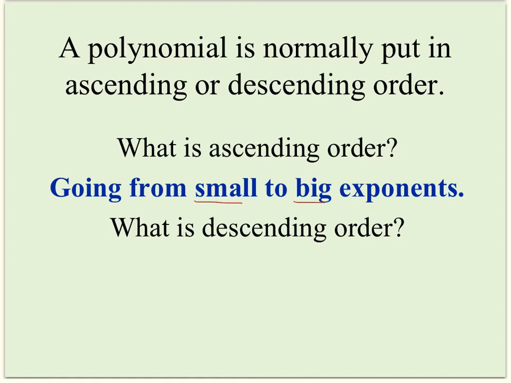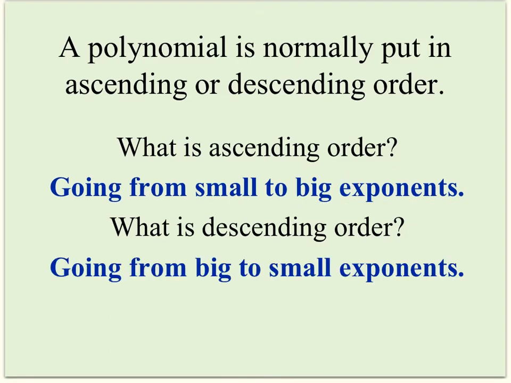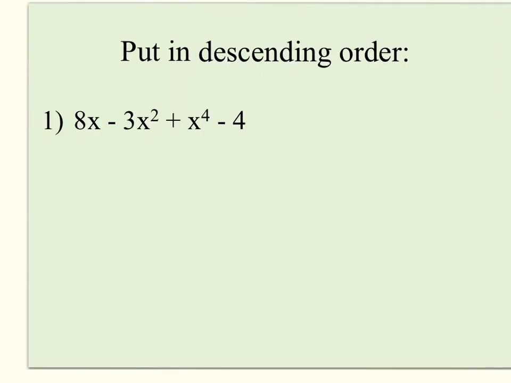And we refer to the exponents to determine what the order is. Descending order, that means we go from big to small. And we look at the exponents. So let's try one. Let's put this polynomial in descending order. We look for the largest exponent because we're going in descending order. We're going to put the largest exponent first and then go to the smallest exponent.